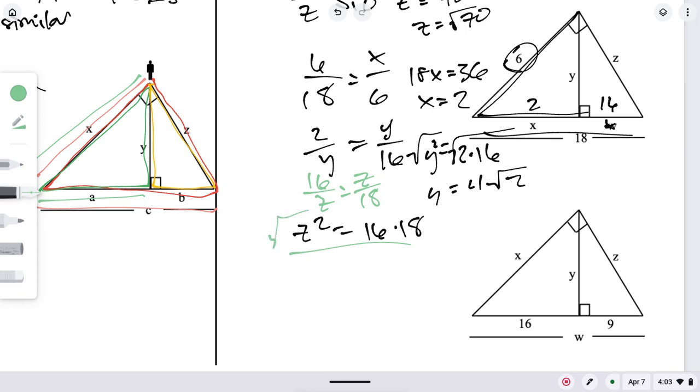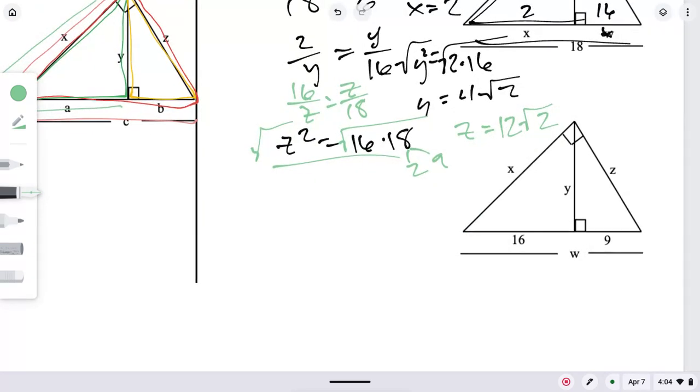From here, again, 16 is a perfect square, and 18 I'm going to have to break down into a 2 and a 9, 9 being a perfect square. So z should be 3 times 4, it should be 12 root 2. But now we got our answers, we're good on that one.